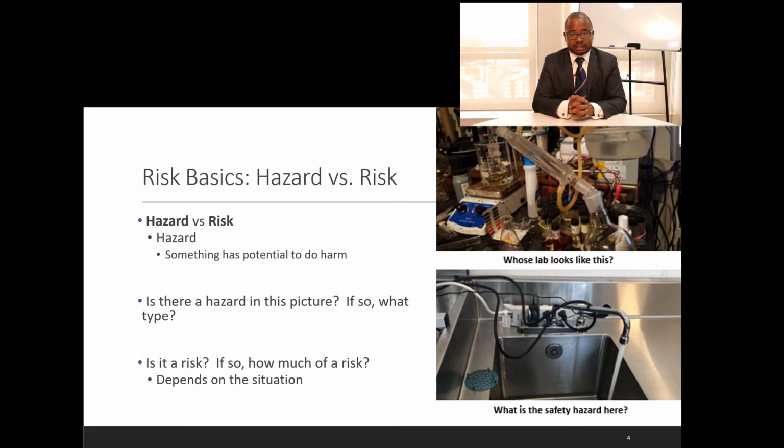Now, a hazard is not a risk, because risk has to involve the situation or the environment in which the hazard is. So a bottle on a table where there are no people really does not pose a risk to anyone. But a bottle at the edge of a table in a busy laboratory is a risk, in that it can easily be knocked and harm someone if it spills. So the situation or the environment in which the hazard is leads us to defining a risk.